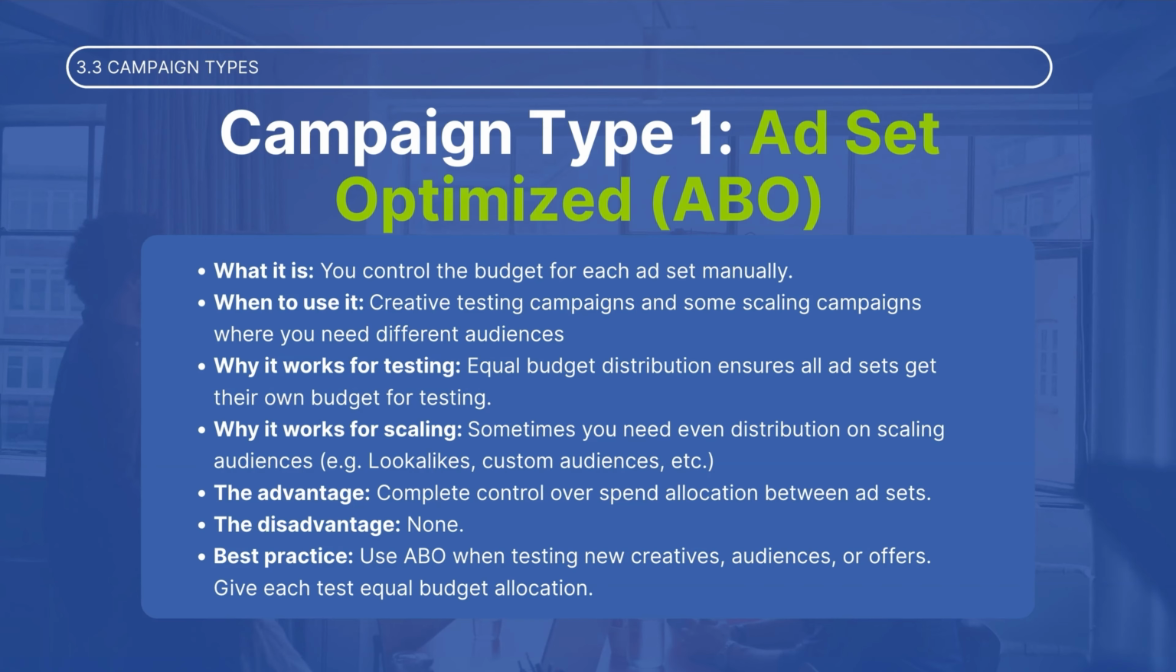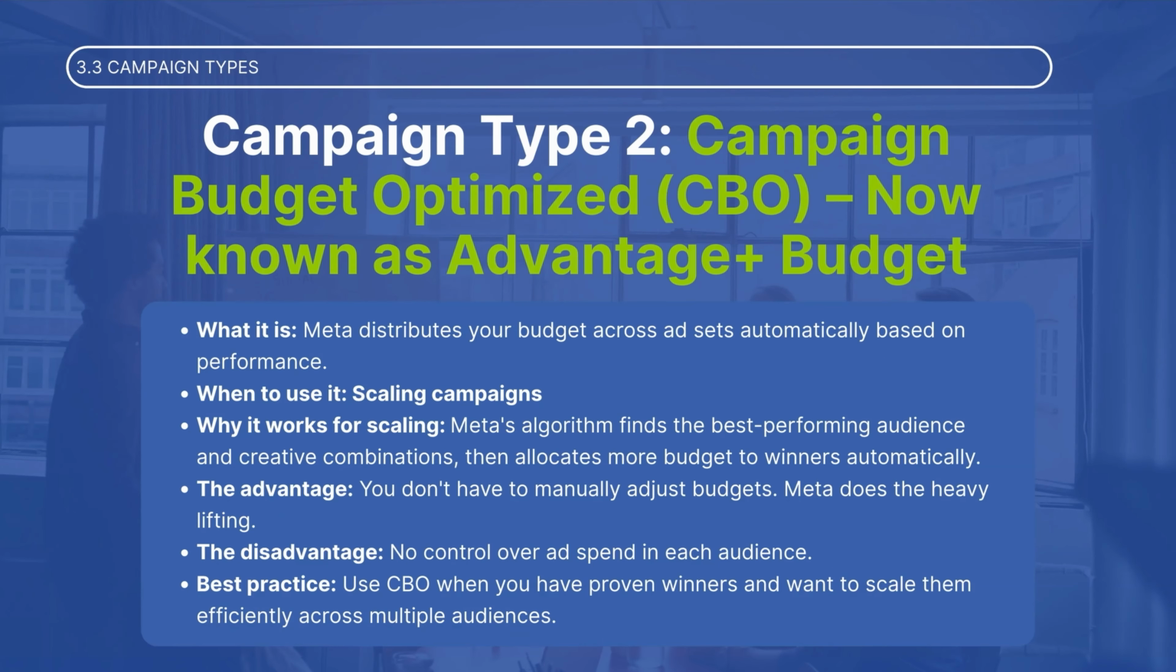Why it works for scaling. Sometimes you need an even distribution on scaling ad sets. Example, when you're using custom audiences, such as lookalike audiences. The advantage, you get complete control over spend allocation between ad sets. The disadvantages, none. Best practice, use ABOs when testing your creatives, audiences, or offers, or when scaling custom audiences. When testing, make sure to give each ad set equal budget allocation.